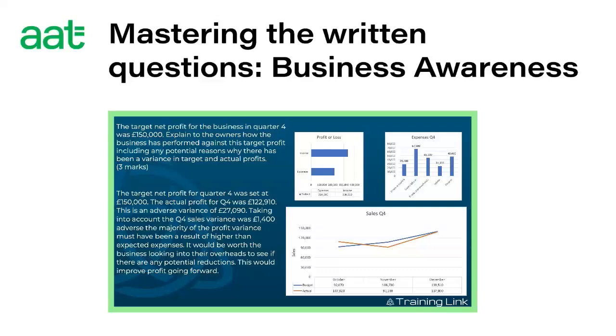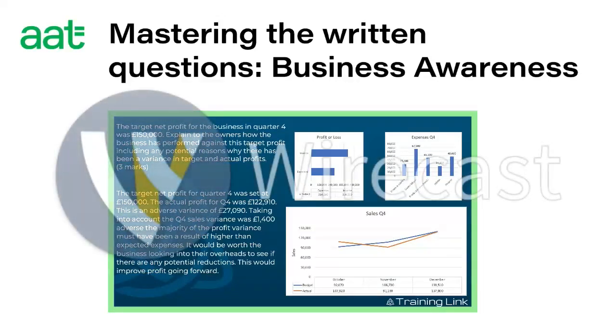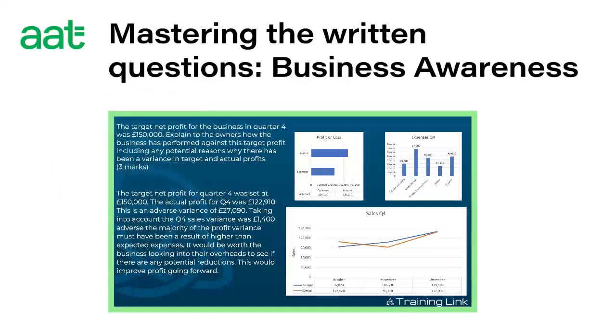So what you don't want to do in this scenario is put, oh, this was down to the adverse sales. Well, it's not, is it? Some of it was, but the majority would be down to expenses. Okay, so just be careful when answering these questions that you are specific to the scenario. I know I keep saying it, but it's so important. Okay, so I've said why there is that higher adverse variance, and then I've finished up with it would be worth the business looking into their overheads because it's related to expenses to see if there are any potential reductions, and that would improve profit going forward.